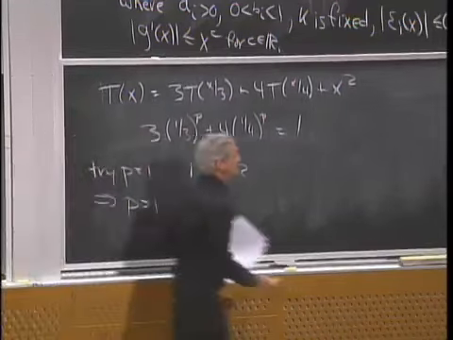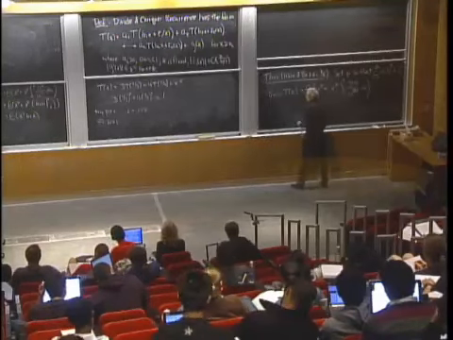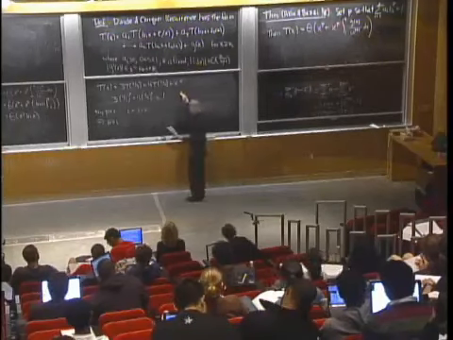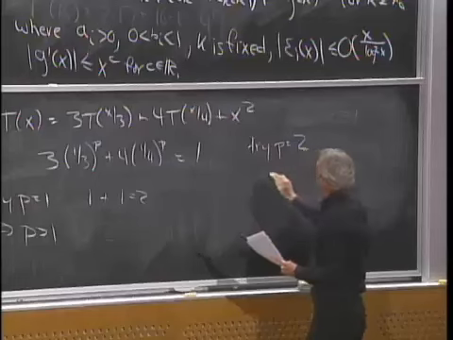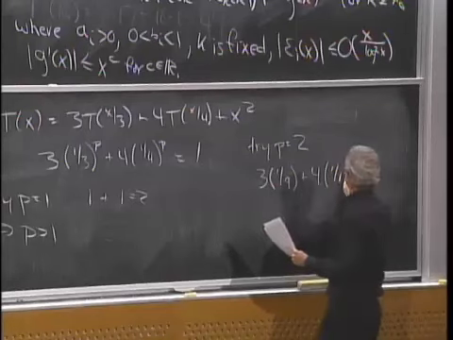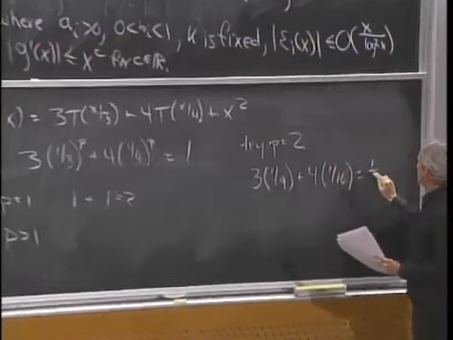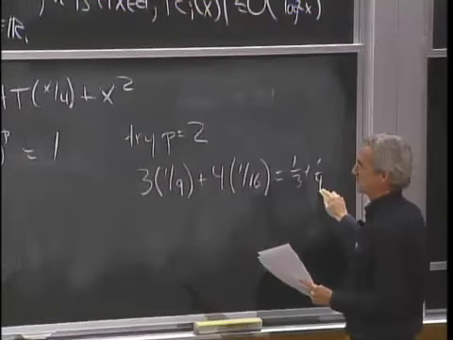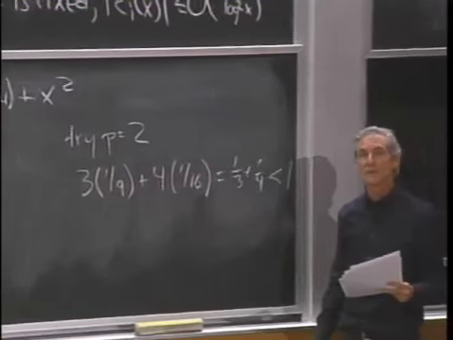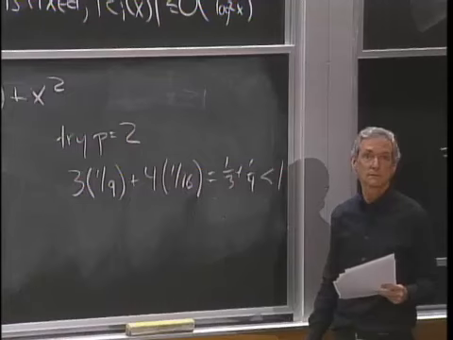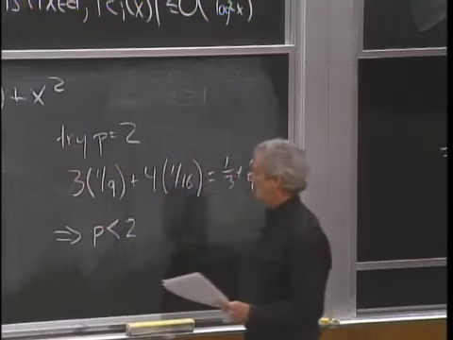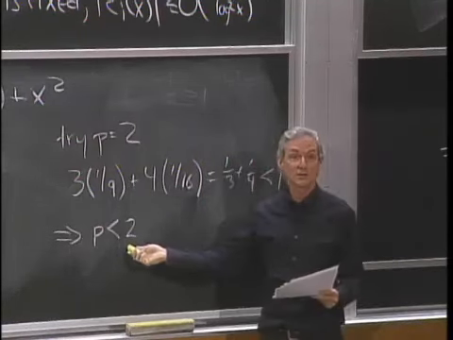All right, so the next thing to try, hoping the world is nice, would be p equals 2. Let's try p equals 2. So I get 3 times a ninth plus 4 times a 16th, and that equals a third plus a fourth. That's less than 1. That didn't work. What do I have to do now with p? Is it bigger than 2 or less than 2? Less than 2. That's sort of a pain. p is between 1 and 2, so it's not an integer.